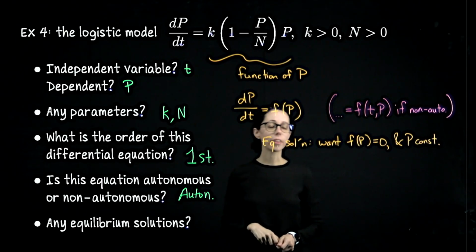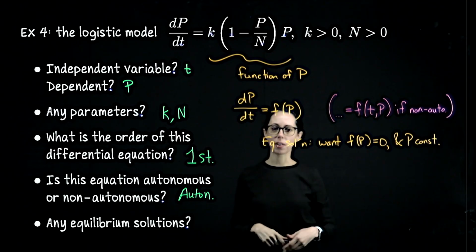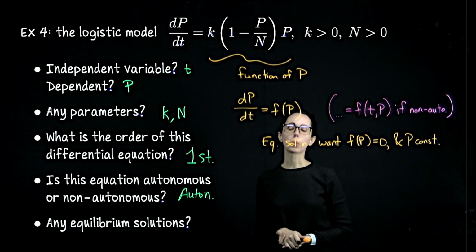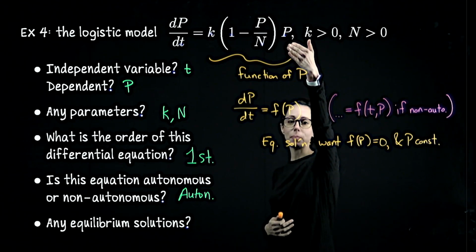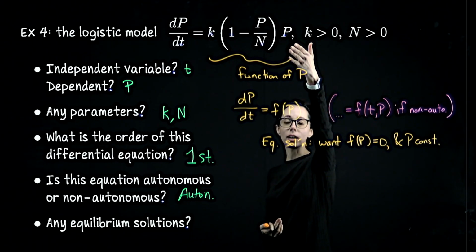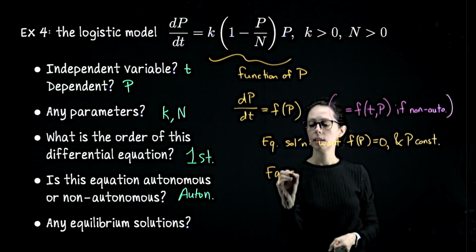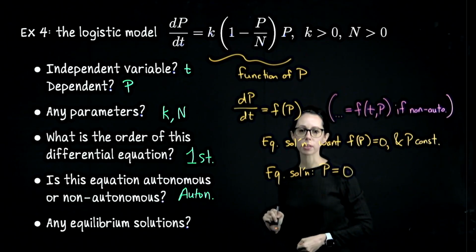All right, so are there any constant values of p that if we plugged it into this right-hand side, or plugged it into this function, which I'm naming f of p, we would get 0? It's like looking for the roots of this right-hand side, and there are 2. The first one you might see is that if we plugged in p equals 0, then because of this final term, it would wipe the whole thing out. So p equals 0 is an equilibrium solution.